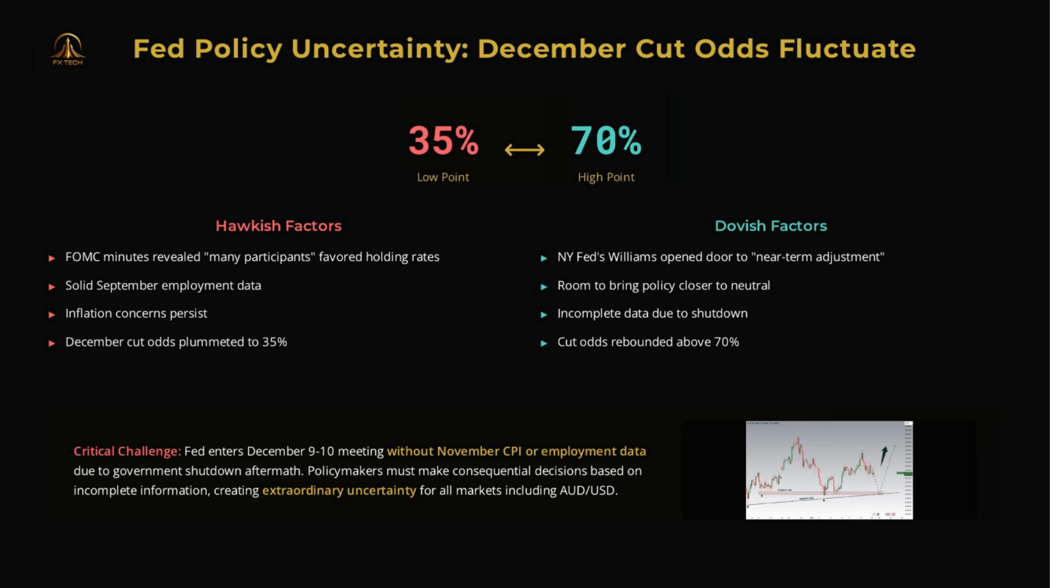The Fed must choose between taking another insurance rate cut in the dark or waiting for fuller information at the risk of falling behind the curve. This data vacuum transforms what should be a data-driven decision into a judgment call with extraordinary uncertainty.